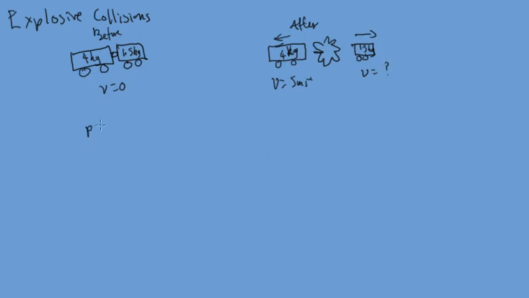So the momentum at the beginning is 0 because there's no motion. So the momentum of this trolley, mv, is going to be 4 times 5, which is 20. Well, minus 20, sorry, because this is going to be minus 5 because it's going in that direction, and that'll be minus 20. So the momentum of this one must be equal to positive 20, because when they add them together they have to be 0.